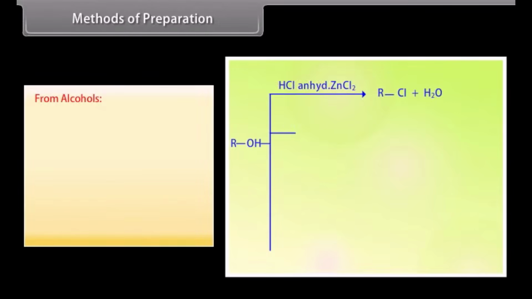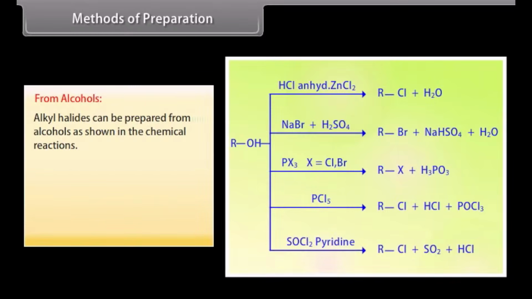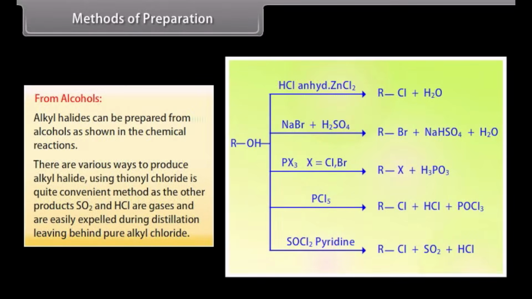Methods of preparation. From alcohols. Alkyl halides can be prepared from alcohols as shown in the chemical reactions. There are various ways to produce alkyl halides, and using thionyl chloride is quite a convenient method, as the other products, SO2 and HCl, are gases and are easily expelled during the distillation, leaving behind pure alkyl chloride.